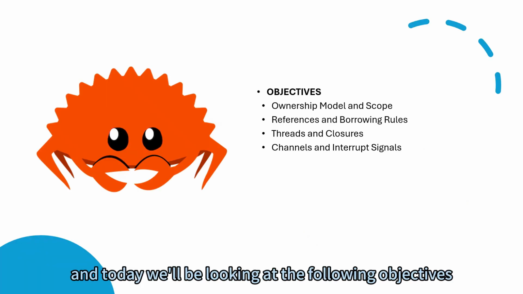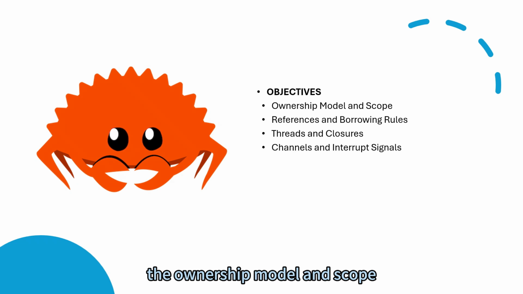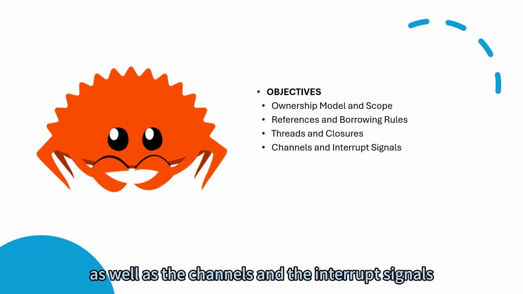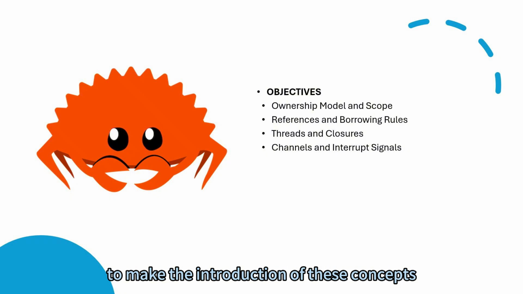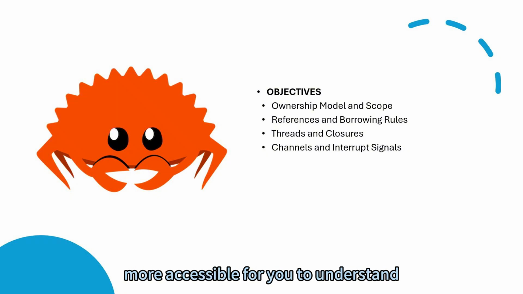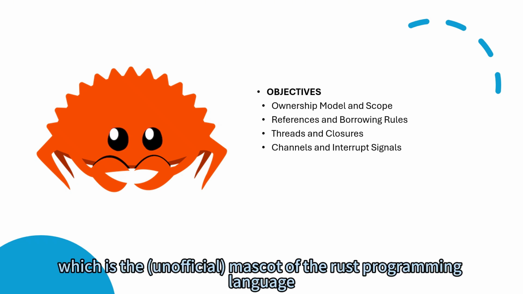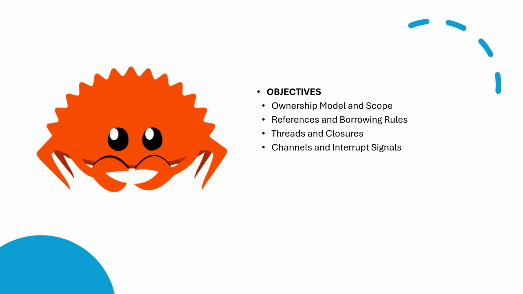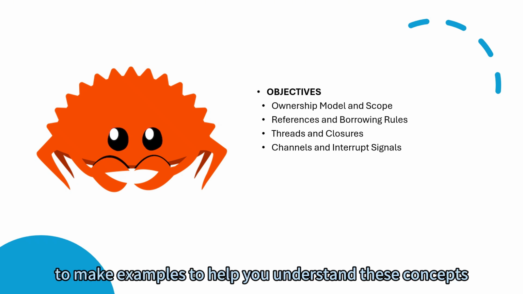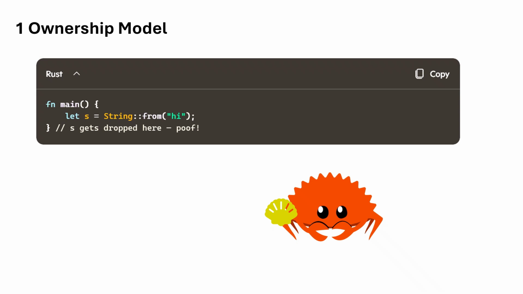And today, we'll be looking at the following objectives: the ownership model and scope, references and borrowing rules, threads and closures, as well as the channels and the interrupt signals. To make the introduction of these concepts more accessible for you to understand, I will make use of Ferris, the crab shown on the left, which is the mascot of the Rust programming language, to make examples to help you understand these concepts.